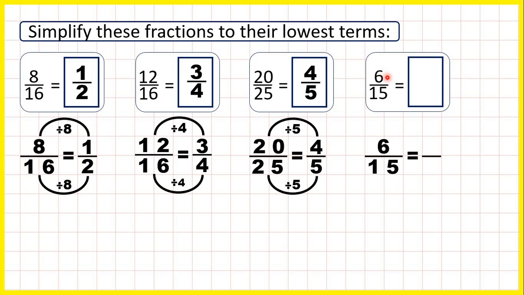Now we have 6 over 15. The highest common factor is 3. Both 6 and 15 are in the 3 times table, so we can divide both the numerator and the denominator by 3. 6 divided by 3 is 2, and 15 divided by 3 is 5, so 6 over 15 simplifies to 2/5.